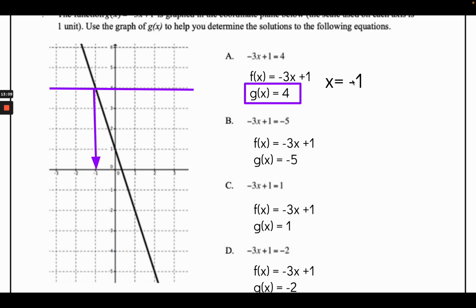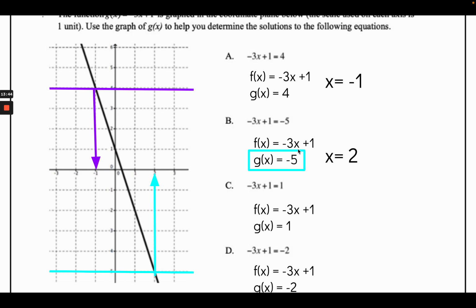Okay, let's go to the second one, pick up a second color, and I'm going to highlight my g of x equals negative 5 with a different color, and I'm going to graph it. So this is at negative 5, so I'm going to walk down the y-axis and graph right there at negative 5. And where does this g of x equals negative 5 hit our other graph? It hits right here. It hits at that point, and it's going to be at x equals positive 2. So this answer here is x equals 2.